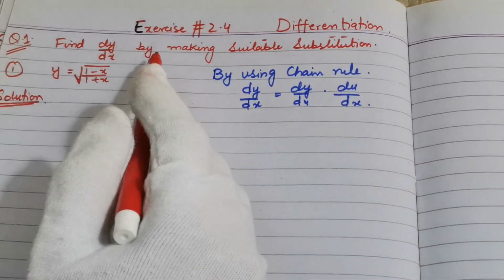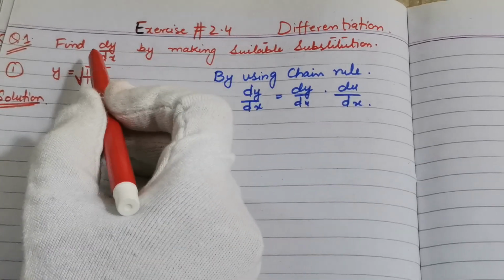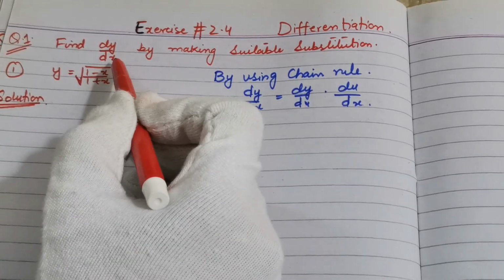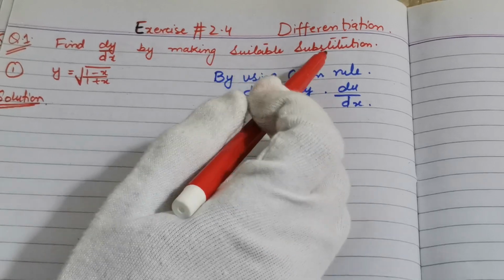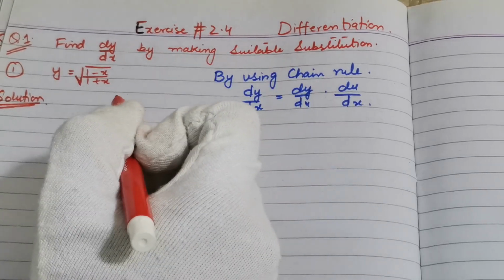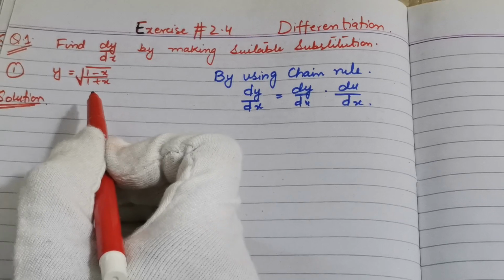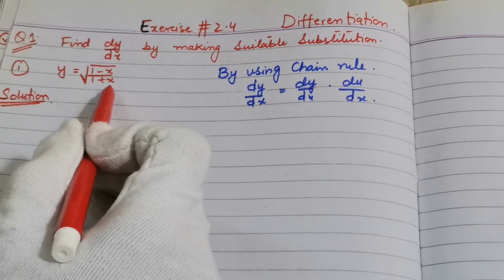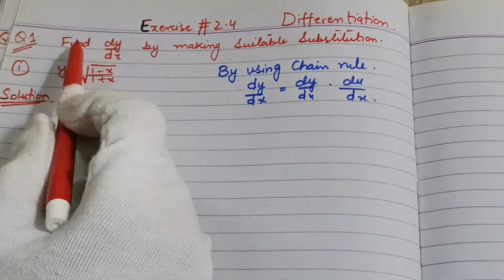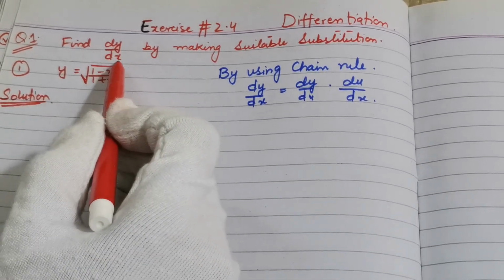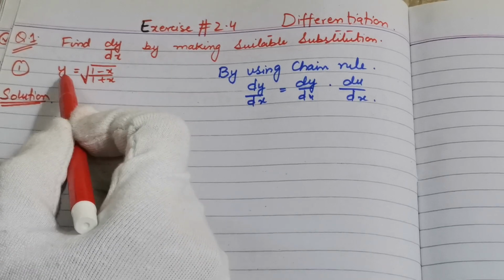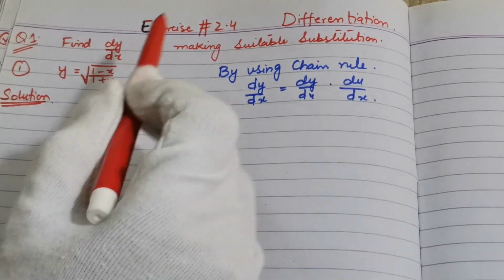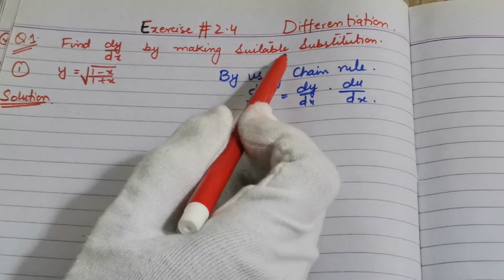Today we will solve exercise 2.4 question number 1. Find dy by dx by making suitable substitution. The first part is y is equal to root of (1 minus x) divided by (1 plus x). How to find dy by dx? Differentiate y with respect to x by making suitable substitution.